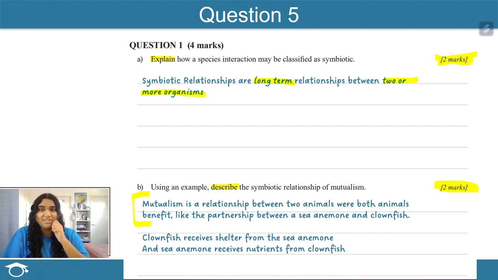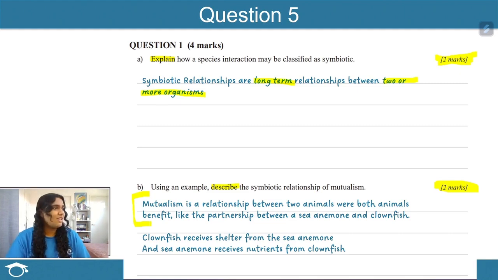If any of you have done this question and you want me to check any of your responses, pop them in the chat and I'll answer you and give you any feedback on what I think you can improve on. Other than that, see if you can pop in any other examples of mutualism relationships and I can check them off for you as well.